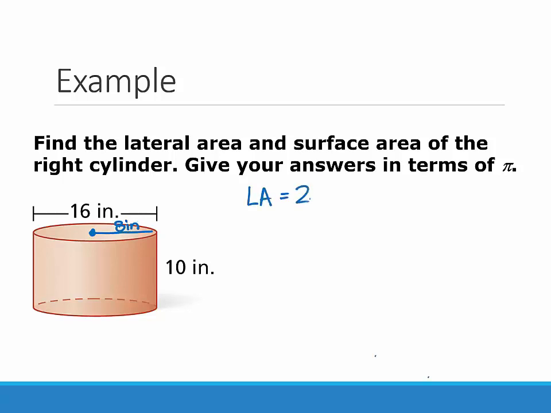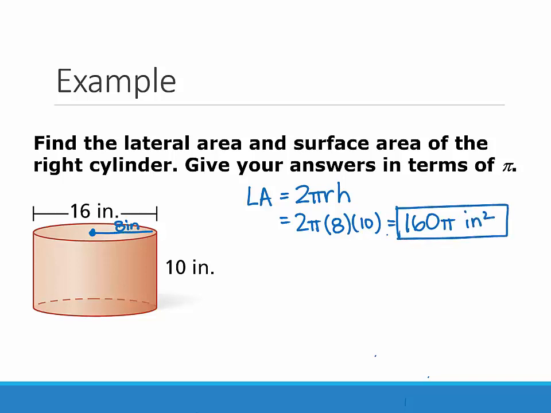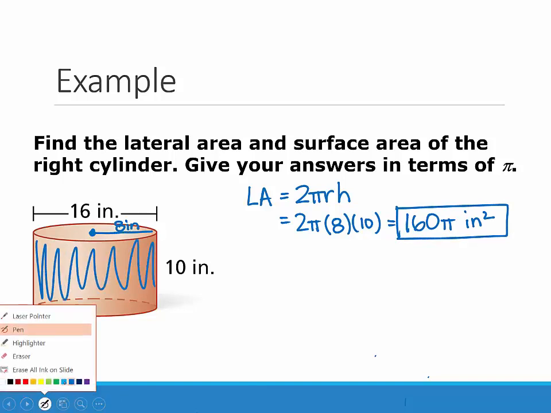Now let's find the lateral area. Remember that this is 2 pi r times h. We've got to find the distance around and then multiply it by the height. So basically we're finding the perimeter again, because remember, circumference is perimeter for circles. So we have 2 pi times the radius times the height. If you multiply all these together, you get 160 pi, and inches squared will be our units.